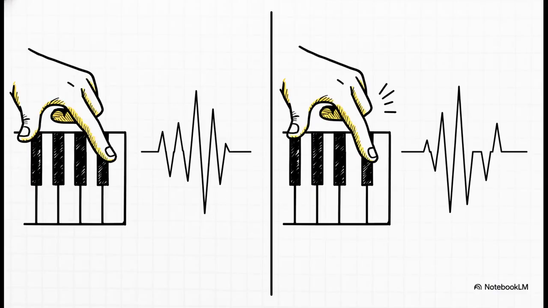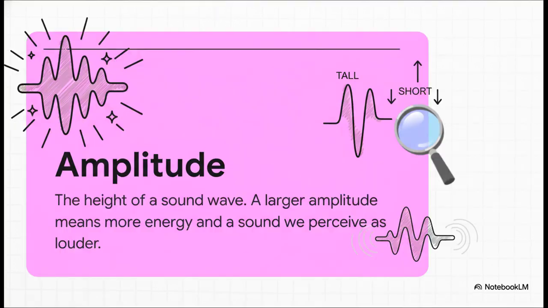It's a perfect analogy. Imagine you're at a piano. If you press a key softly, you get a quiet note. If you slam that same key, you get a loud note. You see? The note itself, the pitch, didn't change at all. All you did was give it more power, more energy. You basically just used a power-up on that sound wave. And the science word for this power is amplitude.